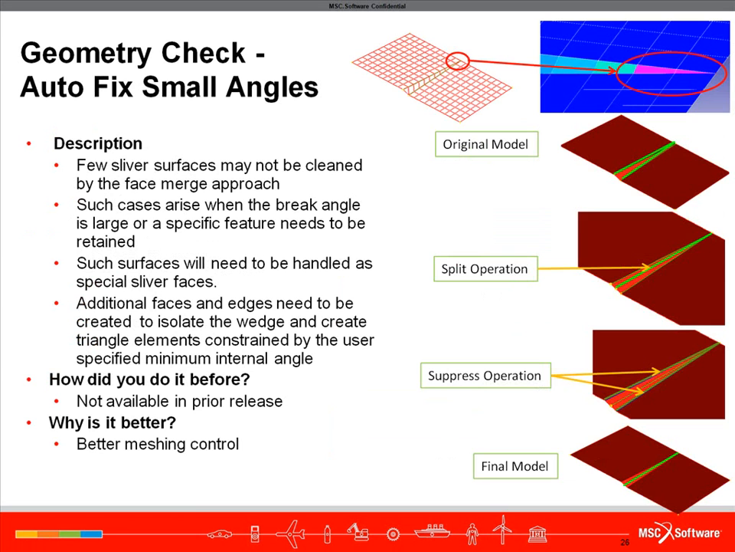Autofix small angles. When you do the face merge operation, a few sliver surfaces may not be cleaned, and specifically this can happen when the break angle is large. In order to handle these sliver surfaces, autofix small angles provides a way to get from this original model to this final model using the suppress operation.